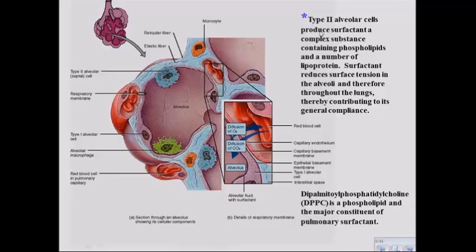So type 2 alveolar cells produce surfactant, a complex substance containing phospholipids and a number of lipoproteins. Surfactant reduces the surface tension in the alveoli and therefore throughout the lungs, thereby contributing to its compliance, in other words, its ability to blow up. One of the major aspects of surfactant is dimethyl phosphatidylcholine. It's a phospholipid and a major constituent of pulmonary surfactant.